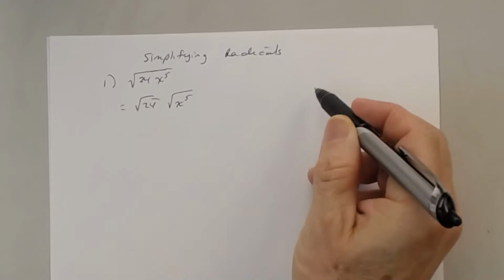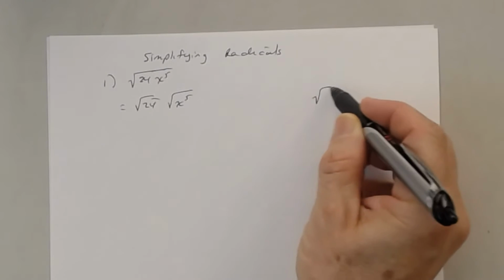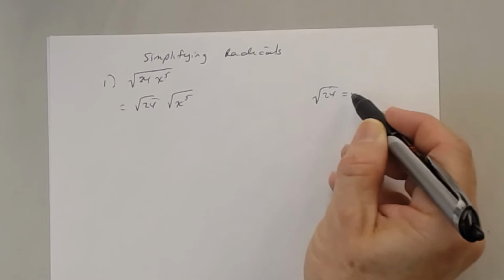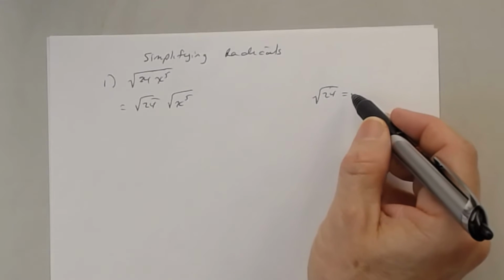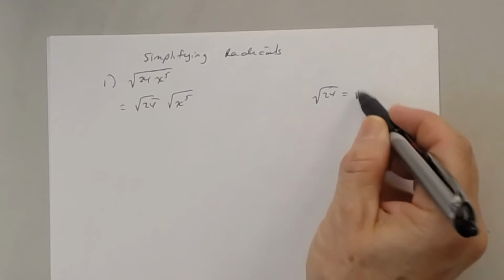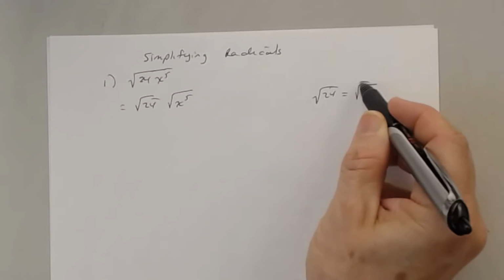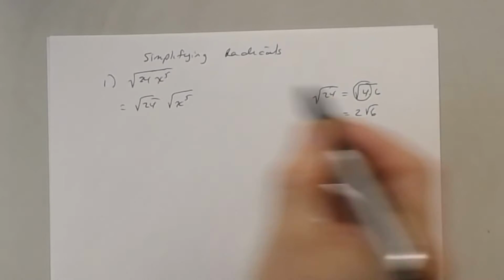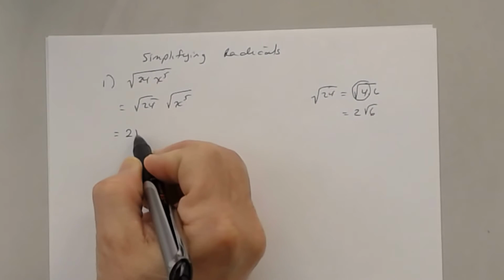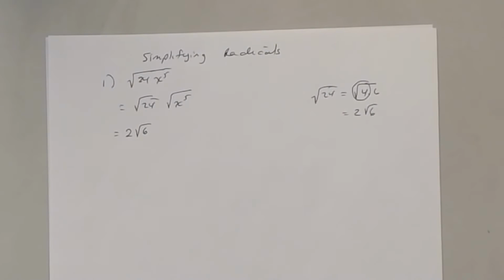So if you had to go off to the side, you go off to the side and you simplify the square root of 24. What perfect square besides 1 goes into 24? 6 is not a perfect square. 4. So 4 times 6, and what's the square root of 4? So that's 2 square root of 6. So that's what this is right here. Right? But then now you have to simplify the square root of x to the fifth.